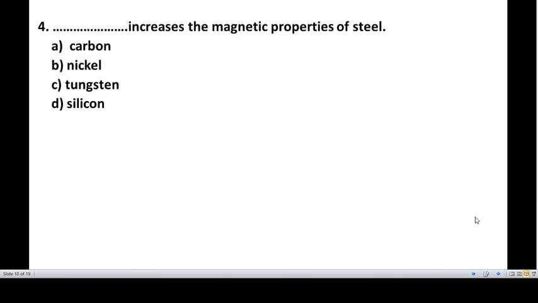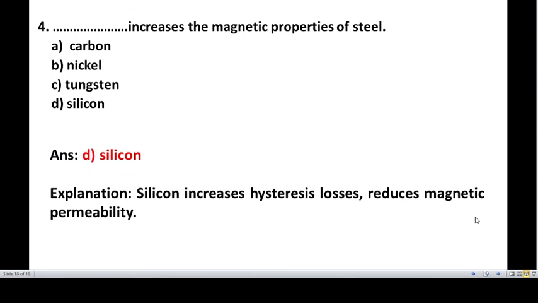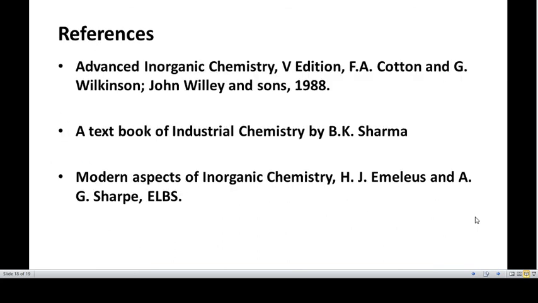concentrations. The next question is, dash increases the magnetic properties of steel. Options are carbon, nickel, tungsten, and silicon. The answer is silicon. It increases the hysteresis losses and reduces the magnetic permeability and increases the magnetic property.